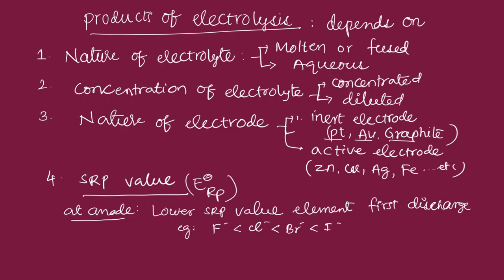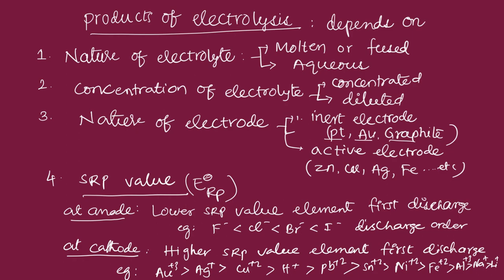At anode, the element with lower SRP (standard reduction potential) value discharges first, for example F minus, Cl minus, Br minus, I minus. I minus has a standard reduction potential value lower than bromine, and bromine is lower than chlorine, and chlorine is lower than fluorine. So this is called the discharge order.